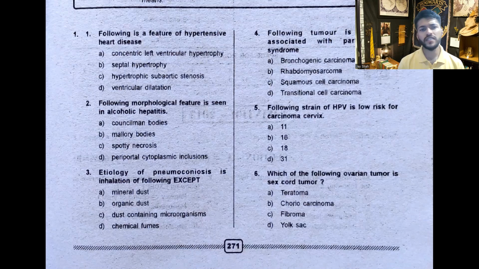Following morphologic feature is seen in alcoholic hepatitis. Which bodies? Mallory-Denk bodies. Councilman bodies in viral hepatitis. Following is a feature of hypertensive heart disease. It is concentric left ventricular hypertrophy. That's true. So all of this we have done.